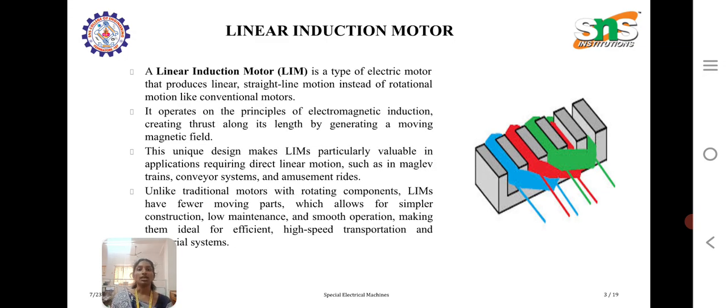amusement rides. Unlike traditional motors with rotating components, linear induction motors have fewer moving parts, which allows for simpler construction, low maintenance and smooth operation, making them ideal for efficient high-speed transportation and industrial systems. So this linear induction motor is a type of electric motor that produces linear straight line motion instead of rotational motion like conventional motors.